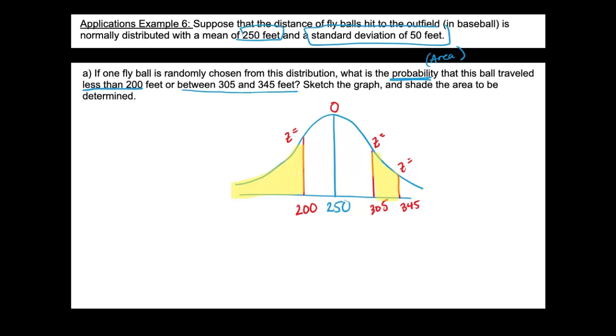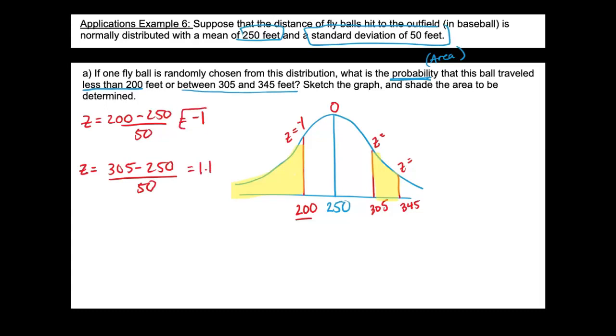So for 200, I'm just going to go from left to right. So I'm going to take 200 minus the mean divided by the standard deviation of 50. When I do that, I get -1. So that has a z-value of -1, one standard deviation below for 200 feet. And then for 305 feet, 305 minus the mean divided by the standard deviation of 50, I get 1.1.